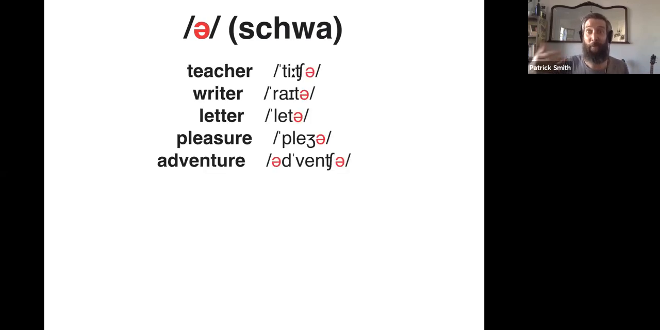So we spoke about non-rhotic accents. So look at the pronunciation of these words in non-rhotic English. Teacher doesn't end with an R, yeah? It ends with a schwa. This neutral vowel. Teacher, writer, letter. Yeah. Even these URE words like pleasure, adventure. Yeah. You see the word adventure actually has two schwas in it.